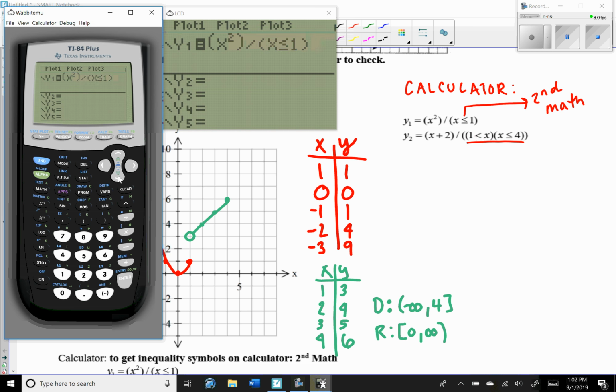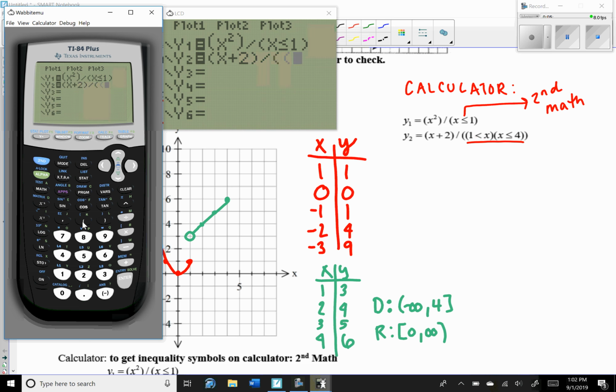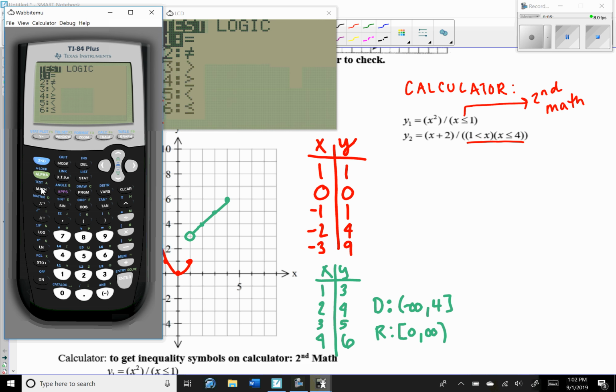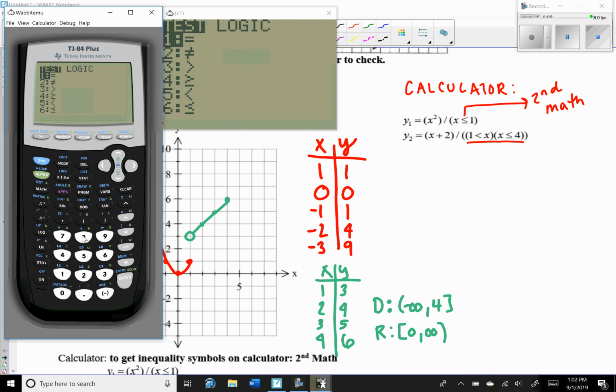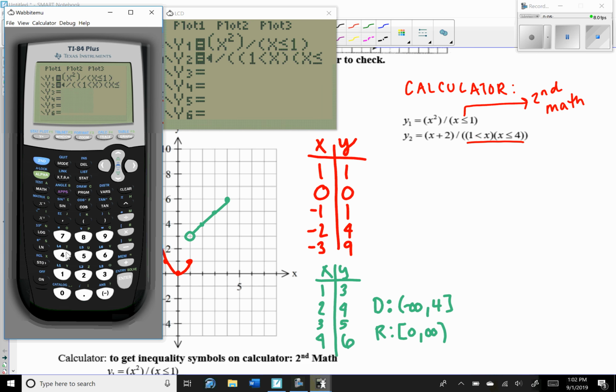And then we're going to go into y2, and in y2 parentheses, we're doing our linear function, so x plus 2, close parentheses, division symbol, parenthesis, parenthesis, because again, we're writing it as I have over here, not as it is in the equation. So 1, second math. Now we want number 5, which is less than x, close parentheses, and then start a new set. And then x, second math, number 6, and then 4, close parentheses, twice.